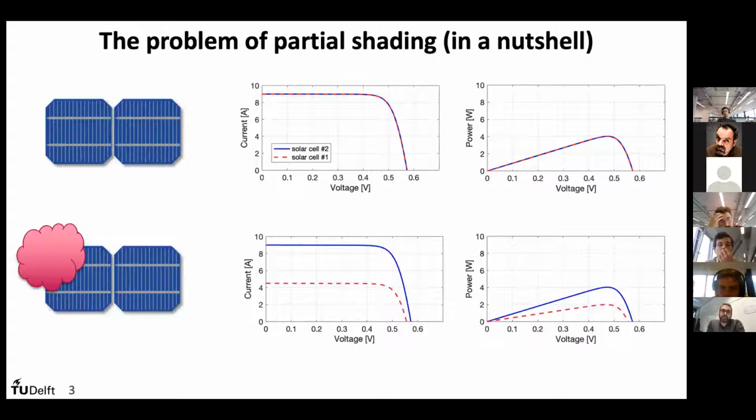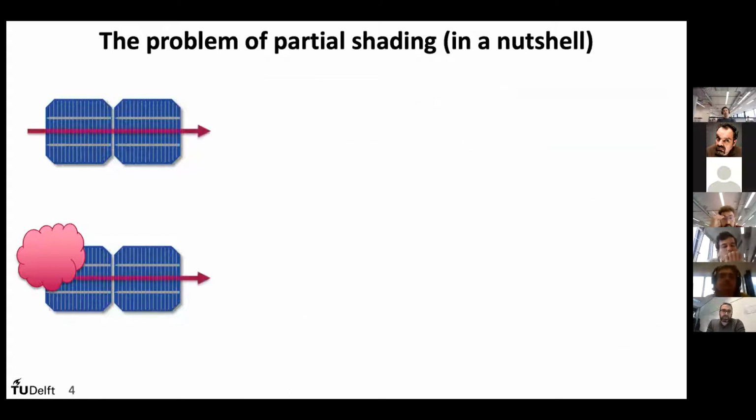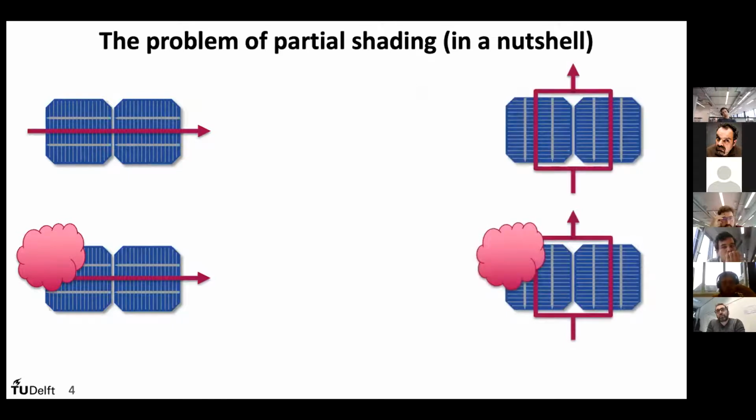In reality, we need to connect them to each other to form the array or the panel or the module or whatever you want. First, we can make what we call a series connection. It means that the same current will flow through the solar cells. Another approach is that we can connect them in parallel, meaning that the current can be split between the solar cells. So for the same voltage, the two solar cells can have different current levels.